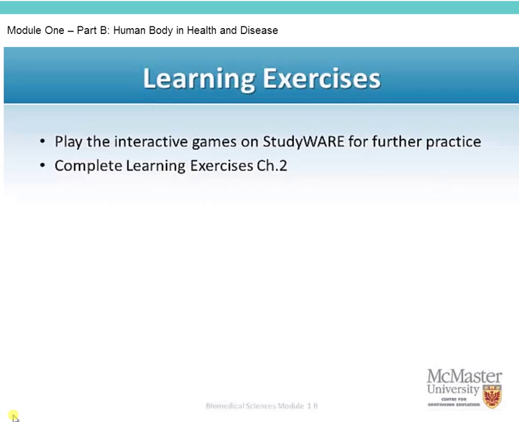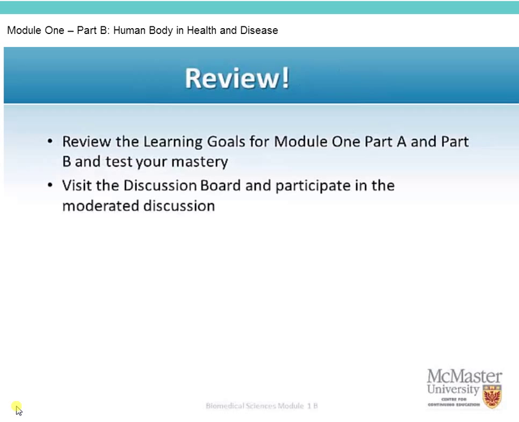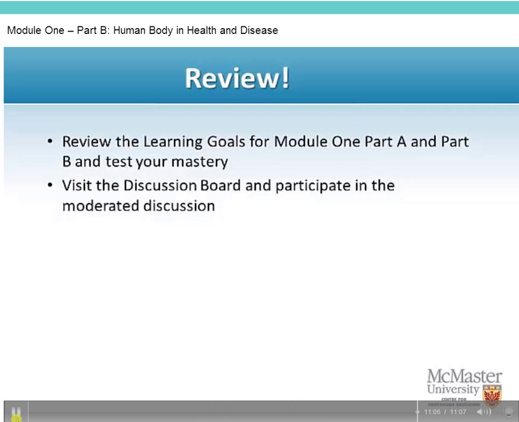And now let's turn to our learning exercises for this component of Module 1. You should play the interactive games on StudyWare for further practice, and you should complete the learning exercises in Chapter 2. And review. Review the learning goals for Module 1, Part A and Part B to test your mastery. Then you should visit the discussion board and participate in the moderated discussion. This concludes Module 1.